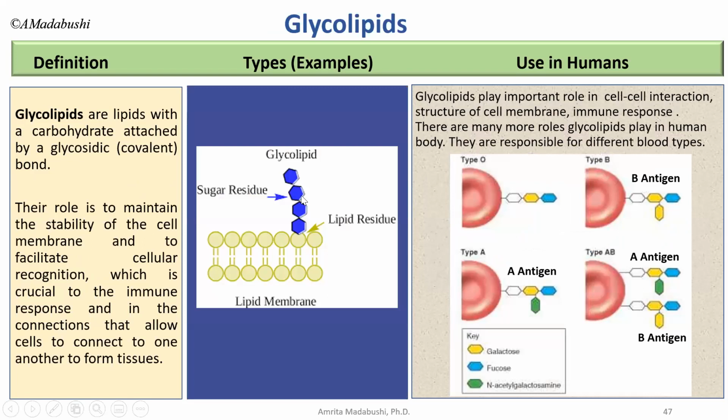Glycolipids, carbohydrates attached to the fatty acids and alcohol. Okay, so those are the glycolipid examples. And what are they used for? They have a very important role in identifying different blood types, because in different blood types in RBCs, different types of glycolipids are attached. So it helps distinguishing a blood group A from B, and so on and so forth.